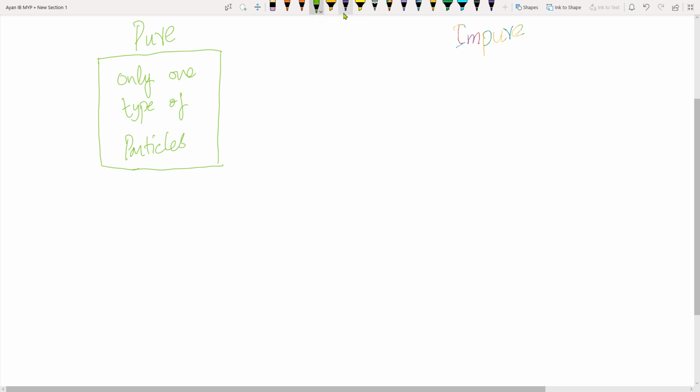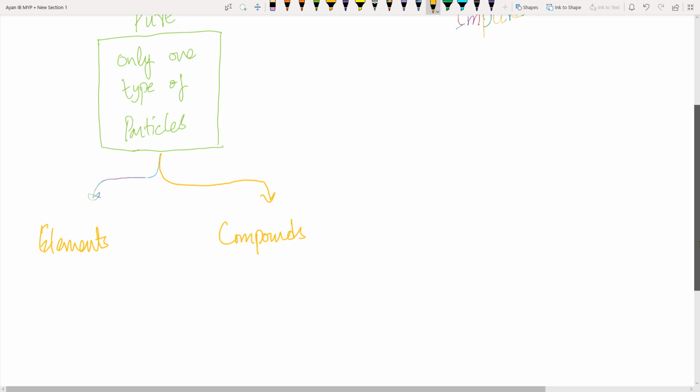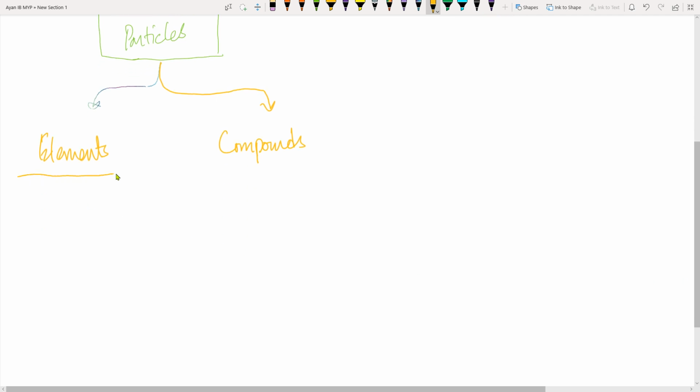So these pure matters can further be divided into two types. I'm going to take one as elements, and the other would be compounds. Now out of these elements and compounds, elements are the ones that exist as atoms of one type. Now there's a bit of confusion here. A little advanced tip: there are elements that exist as molecules.